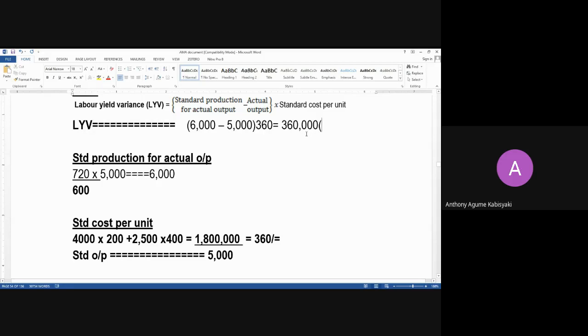When you look at it, the actual output is 5 while the standard is 6, so that means this is adverse. The standard was 6 and the yield was 5. So you got less than what you had anticipated. So this is going to be adverse. That is your material yield.